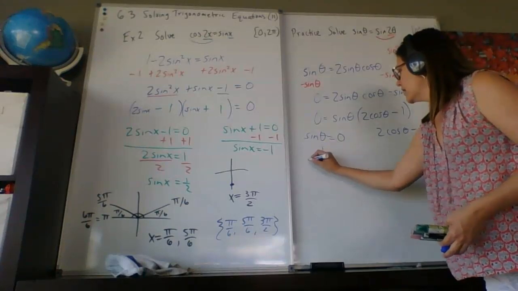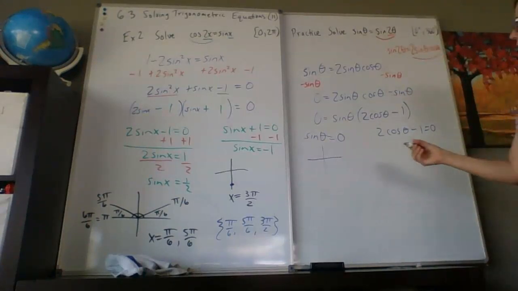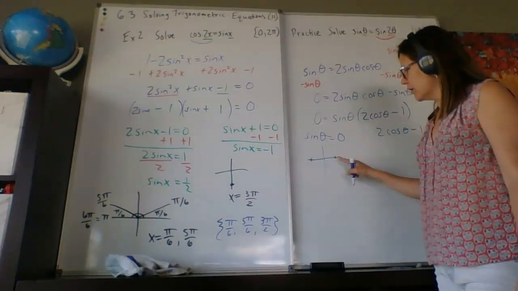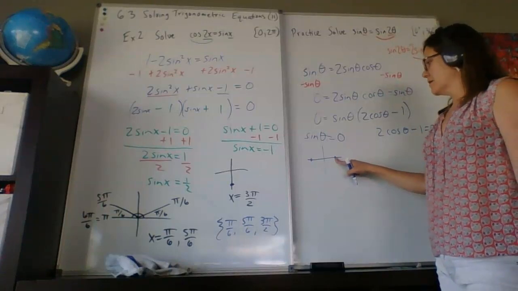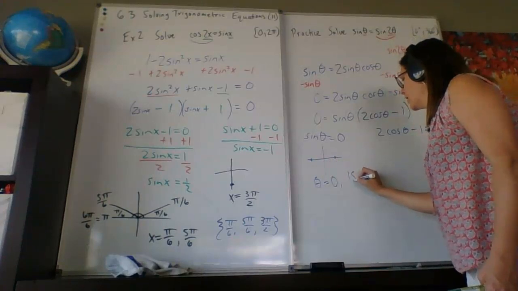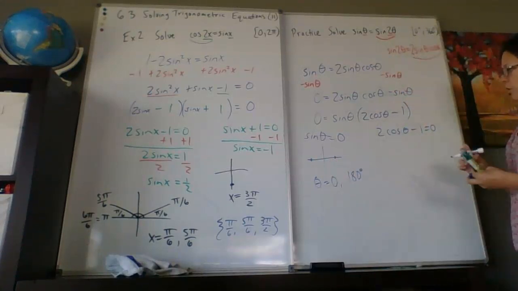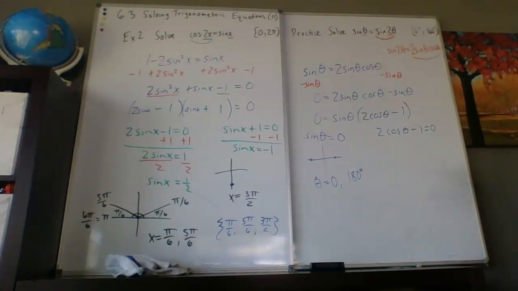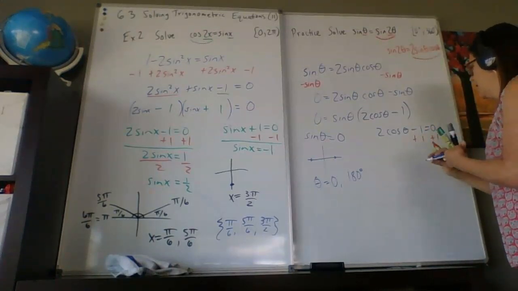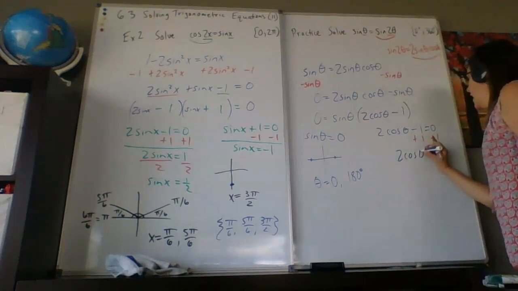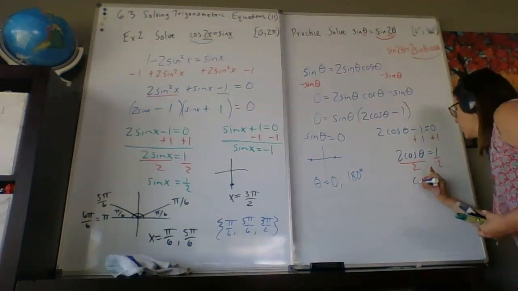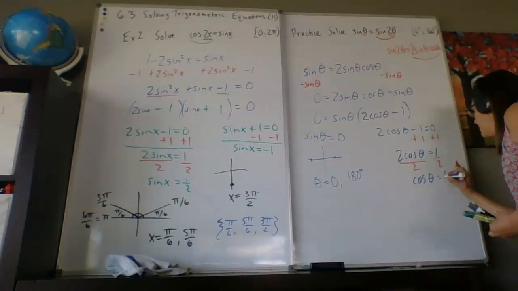Sine theta equaling 0 is going to be quadrantals, and that's our y values equaling 0. So that's going to be here and here on our x-axis. So we get theta equals 0 or theta equals 180 degrees. For the other equation, 2 cosine theta minus 1 equals 0, we first add 1 to both sides. So 2 cosine theta equals 1. Divide both sides by 2. So cosine theta equals 1/2.